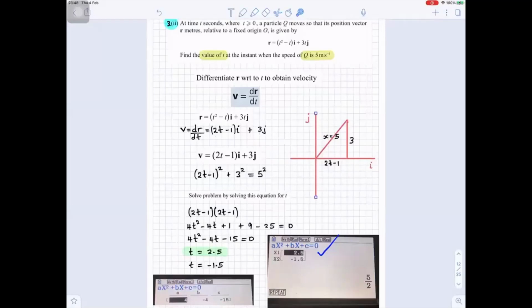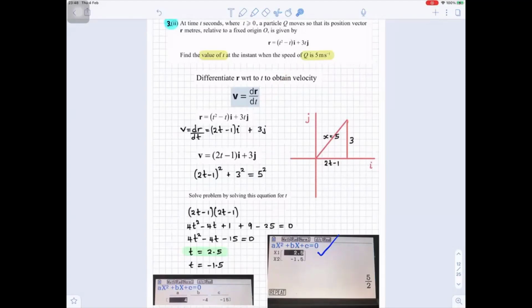At time t seconds, where t is greater than or equal to 0, a particle Q moves so that its position vector, r meters relative to a fixed origin O, is given by r equals (t squared minus t)i plus 3t j. Find the value of t at the instant when the speed of Q is 5 meters per second. So you want to differentiate r with respect to t to obtain velocity. Use this formula: velocity is equal to dr over dt.